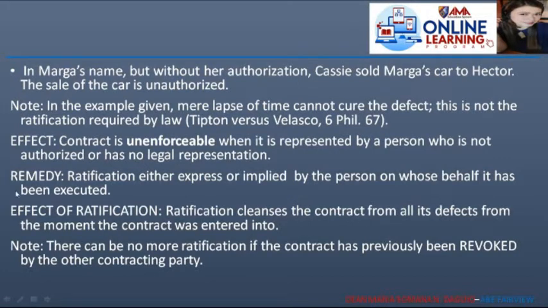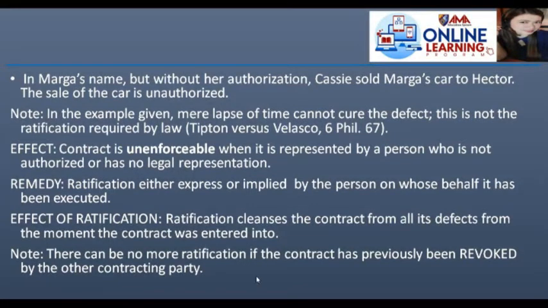So, halimbawa, na-ratify na. What would be the effect of that? So, ratification cleanses the contract from all its defects from the moment the contract was entered into. So nililinis na yung contract. Walang authority si Cassie nung una, but dahil sinign na ni Marga, ni-ratify na, so umokay na yung contract. So ratification ang remedy. So, but do note class that there can be no more ratification if the contract has previously been revoked by the other contracting party. So wala na tayong itatama, wala na tayong i-approve, i-ratify kung yung contract between Cassie and Hector has been revoked, binawi na, no, by other contracting party. Halimbawa, si Hector, binawi na niya yung contract between them ni Cassie. So wala nang ma-ratify class.